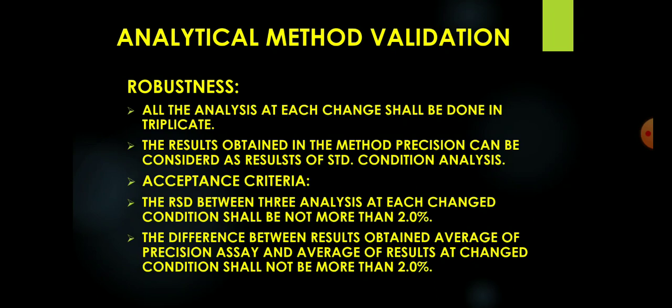The acceptance criteria for robustness: the RSD between the three analyses at each changed condition shall not be more than 2%. The difference between the results obtained, the average of precision assay and the average results at the changed condition, shall not be more than 2%.